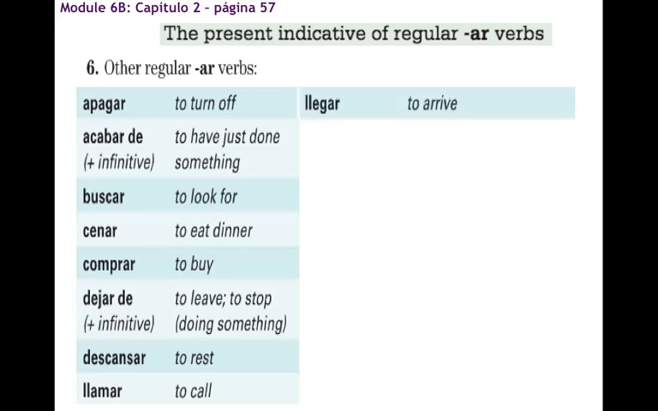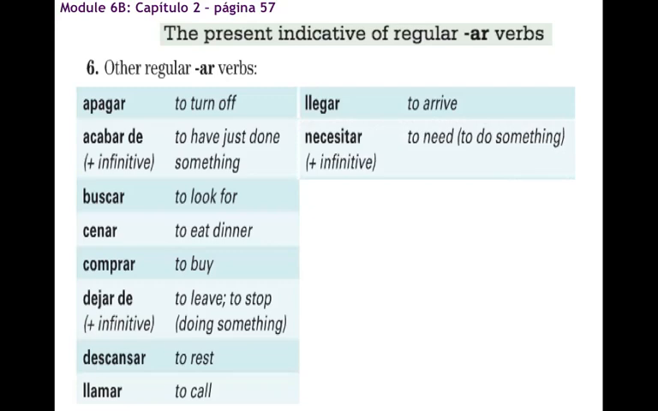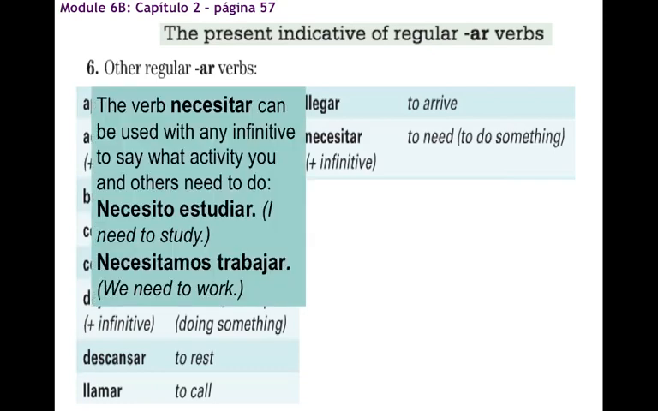A little bit different. Repitan, por favor, llegar. I'm arriving late. Yo llego tarde. She's arriving tomorrow. Ella llega mañana. Mañana also means tomorrow. Hasta mañana. It means morning. Repitan, necesitar. To need. And notice this is often followed by an infinitive. The verb necesitar can be used with any infinitive to say what activity you and others need to do. Por ejemplo, repitan, necesito estudiar. I need to study. Repitan, necesitamos trabajar. We need to work.